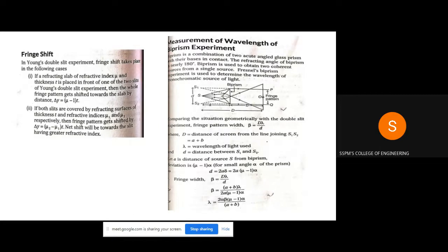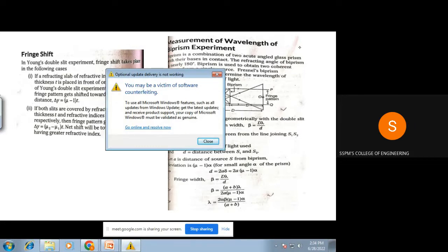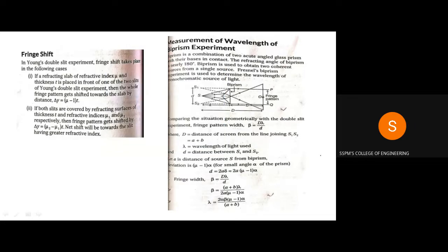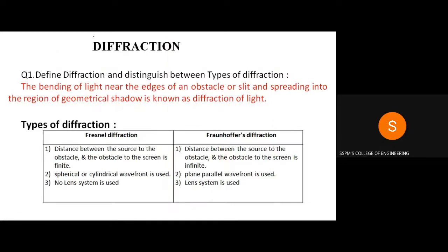Next one. This is the case of how to obtain coherent sources by using the biprism experiment. The first method is division of wavefront. The original wavefront is divided into two wavefronts, and when these two wavefronts propagate through the medium, they interfere with each other to produce maximum or minimum of intensity. That phenomenon is called interference. So this is all about interference.